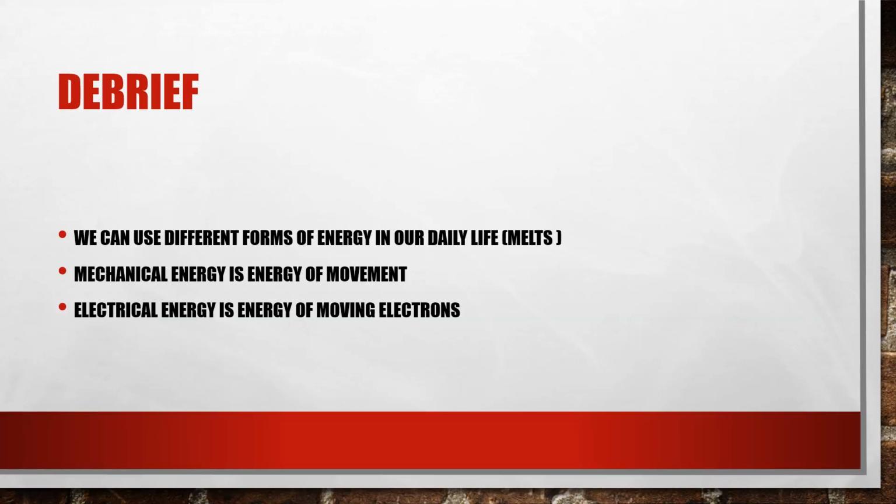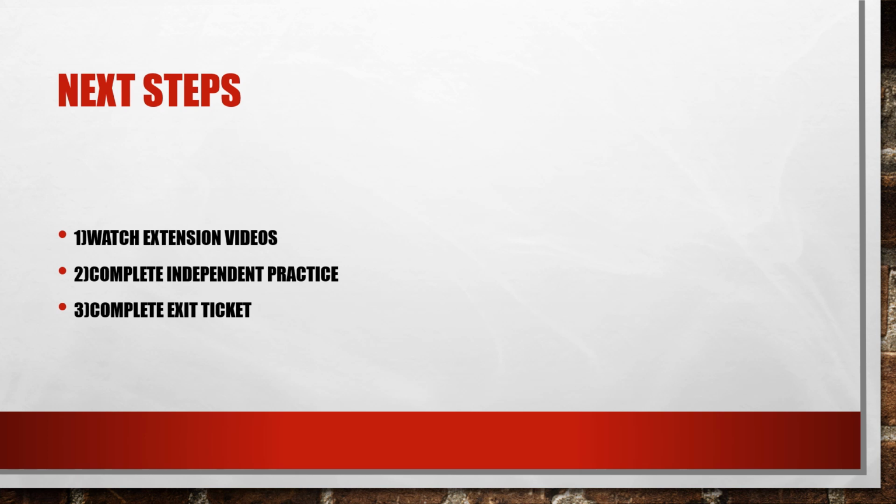Today we learned 3 things. Number 1, we can use different forms of energy in our daily life. Number 2, mechanical energy is energy of movement. Number 3, electrical energy is energy of moving electrons. Your next steps are: number 1, watch the extension videos. Number 2, complete your independent practice. And number 3, complete the exit ticket.